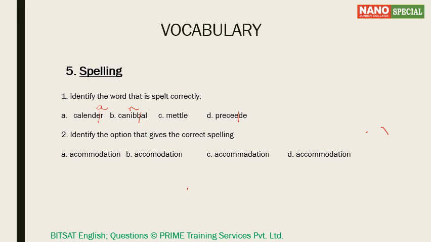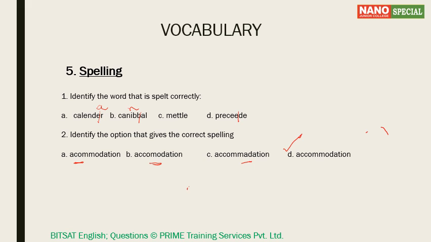The second type of question is identify the option that gives the correct spelling. So there is a single word that's given and it is spelled in 4 different ways. You got to find out where the word is spelled correctly. So in the first one, you've got a single C, so that is not right. In the second one, there is a single M, again this is not right. Here you have an A, that is not right. So if you see, the correct answer is D.